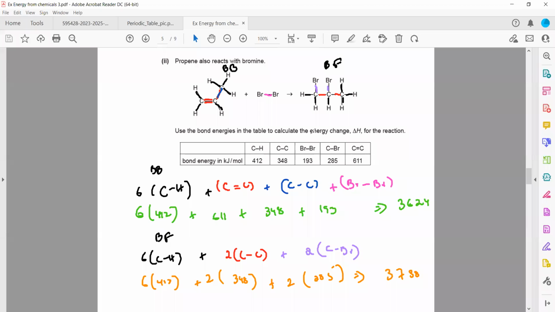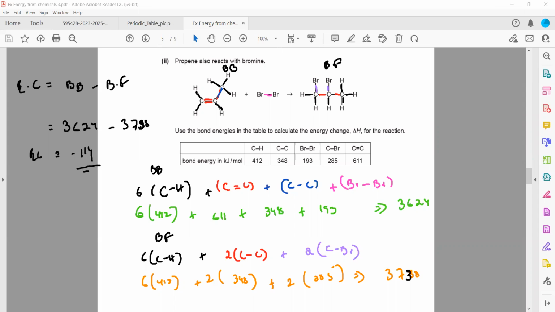Now we need the energy change. So how to work out the energy change or enthalpy change? Energy change is equal to bond breaking minus bond forming. The bond breaking energy is 3624 minus bond forming 3738, not 88, this is 38. So when we solve, it will give us minus 114 kilojoules per mole. So the energy change for this reaction is minus 114.